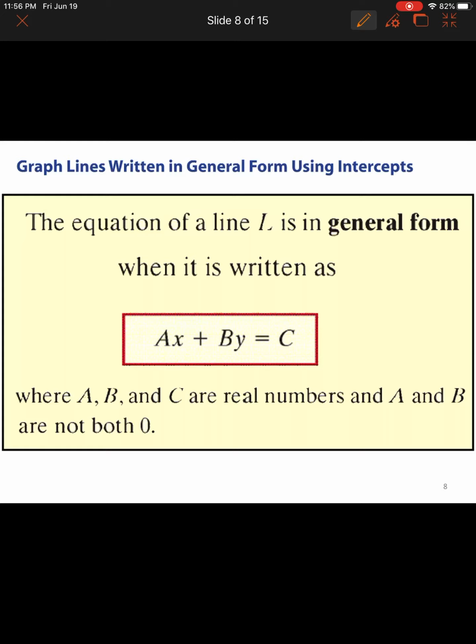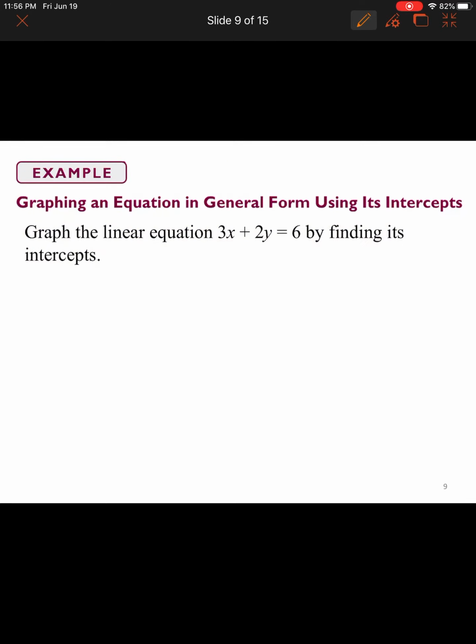General form, when you have x and y on the same side of the equal sign and your constant on the other side. That's what general form is. It says graph the linear equation 3x plus 2y equals 6 by finding its intercepts. To find intercepts, I'm just going to throw in a quick little recap. Find x-intercepts. What do we know about all x-intercepts? The y value equals 0. And for all y-intercepts, what do we know? The x value equals 0.